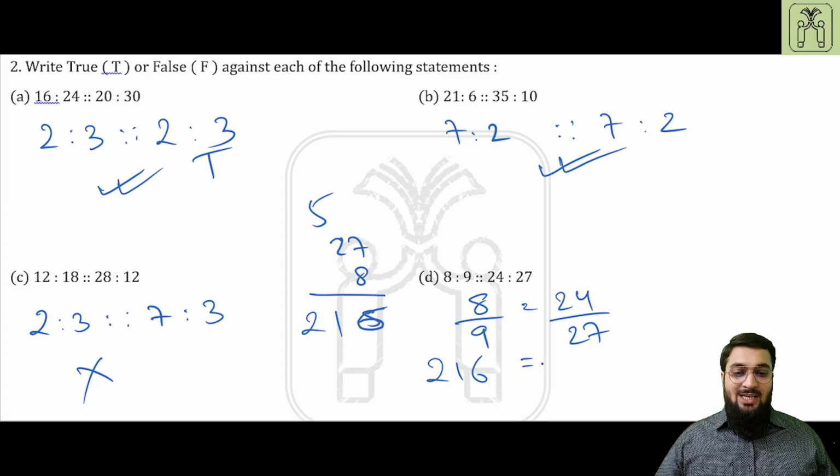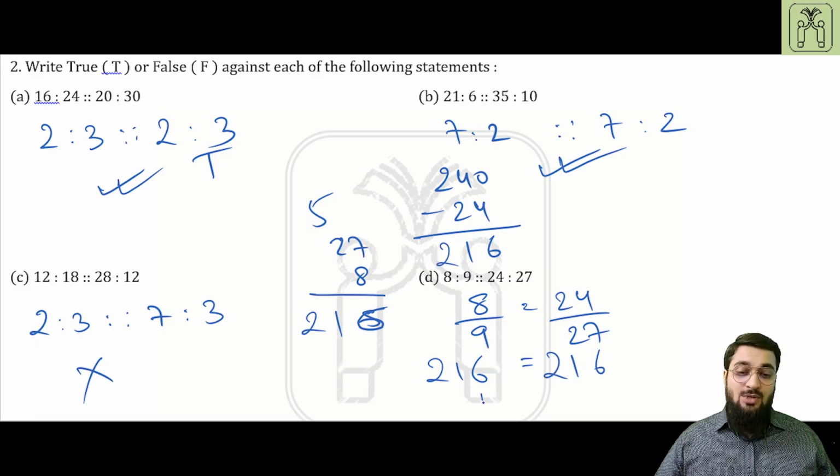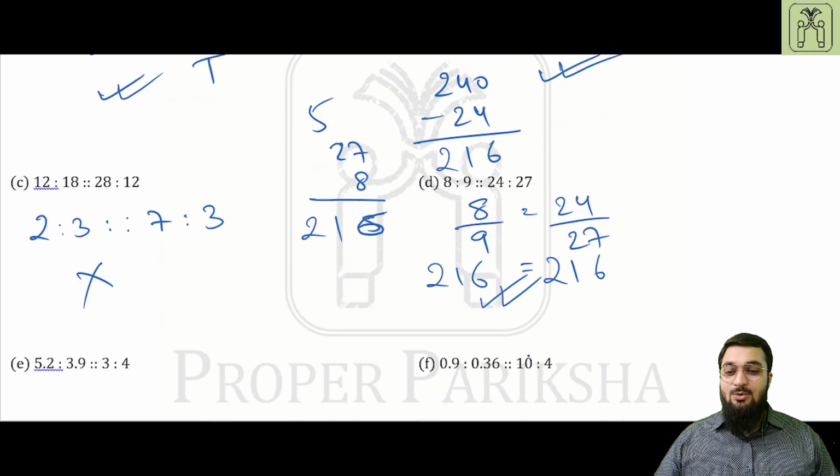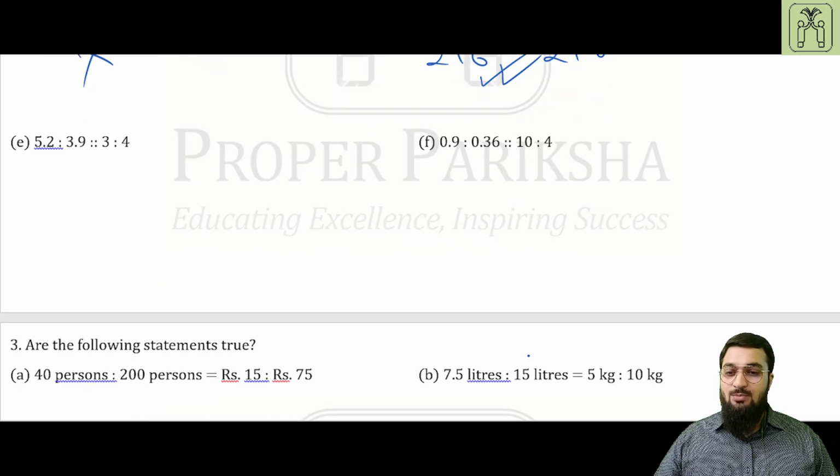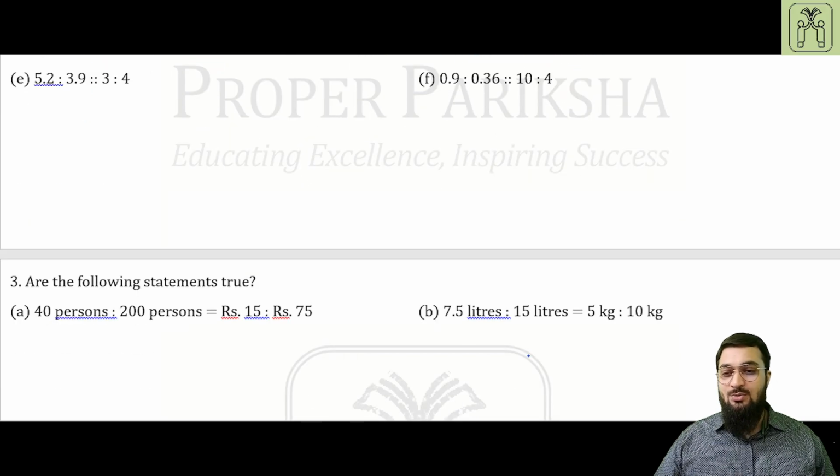Okay, and the LHS and the RHS will be 24 into 9, that is 240 minus 24, that is 10 minus 4 is 6, 3 minus 2 is 1, and 2 is there, so 216. And yes, LHS is equal to RHS, therefore they are in proportion. Coming to the next part, that is 5.2 is to 3.9 is to 3 is to 4.